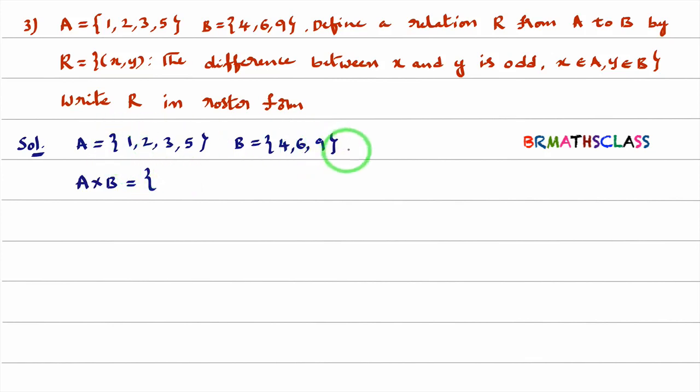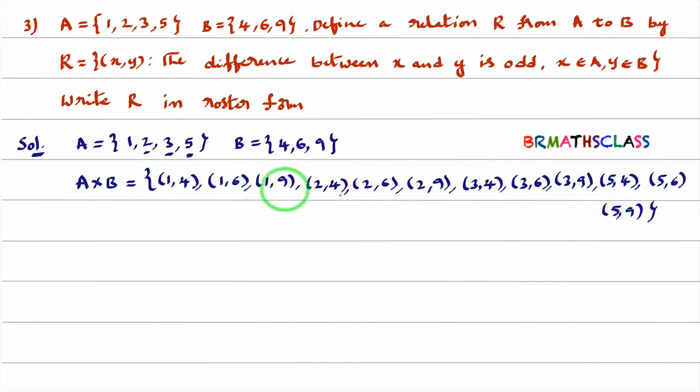As they gave sets A and B, I'll calculate A cross B, which will be useful while solving this problem. In the previous exercise, we learned how to calculate A cross B. You can check, a total of 12 elements are there in A cross B. Actually, there is no need to write A cross B, but if you write it, it will be very easy to understand the solution of this question. I considered set A and set B, and I calculated A cross B.